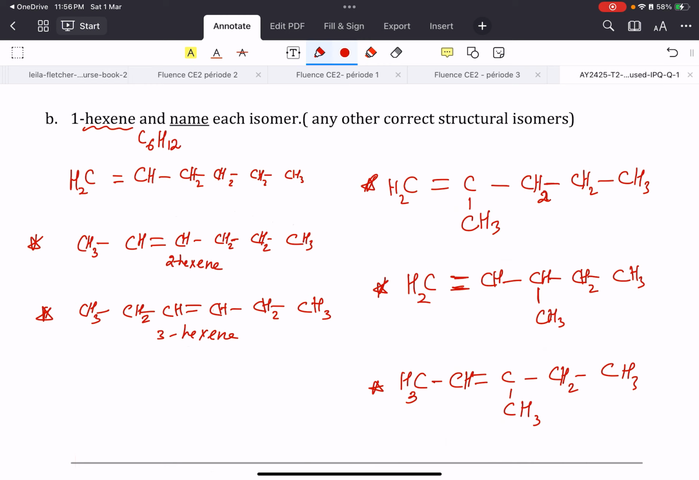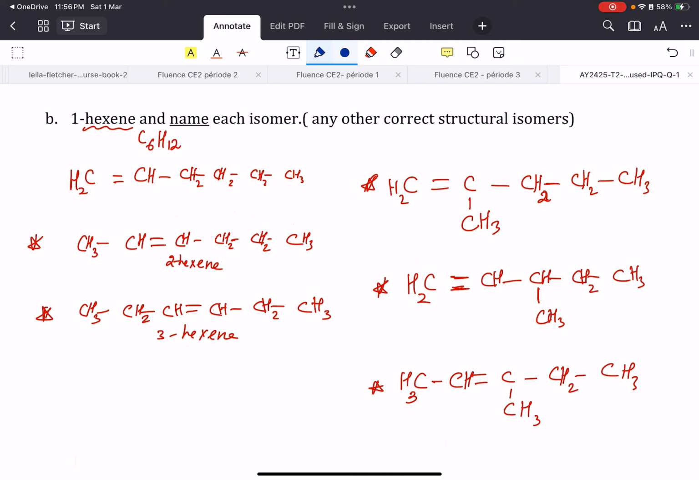So I gave here 5 isomers. And in the answer key, there are other answers which are correct as well, because in hexene, I can do a lot of isomers. So I am giving you more options. I'll now start naming these isomers.